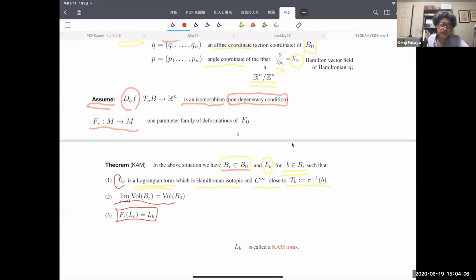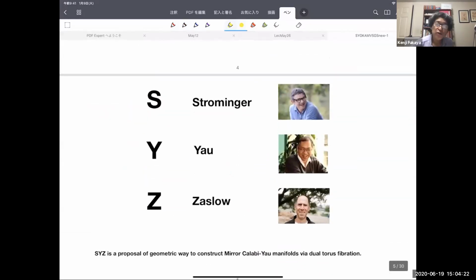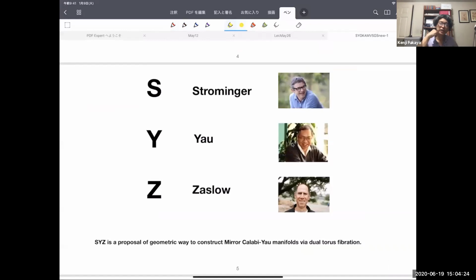So this is the famous KAM theorem. I don't want to prove it, but this is a very classical and important result. Such a torus is called a KAM torus. So this is one of the classics in symplectic geometry. And I want to go to the next thing.